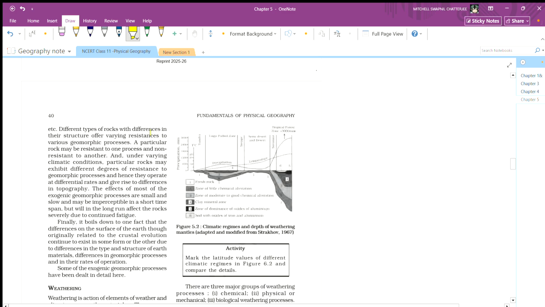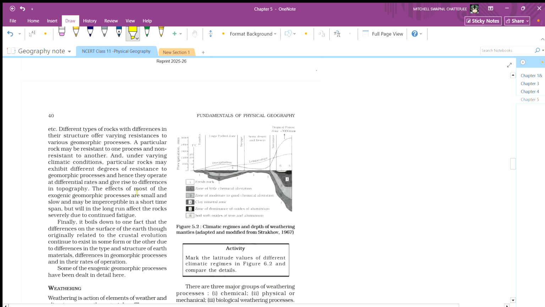Different types of rock with differences in their structure offer varying resistance to the various geomorphic processes. A particular rock may be resistant to one process and non-resistant to another. Under various climatic conditions, a particular rock may exhibit different degrees of resistance to geomorphic processes, and hence they operate at differential rates and give rise to differences in topography.